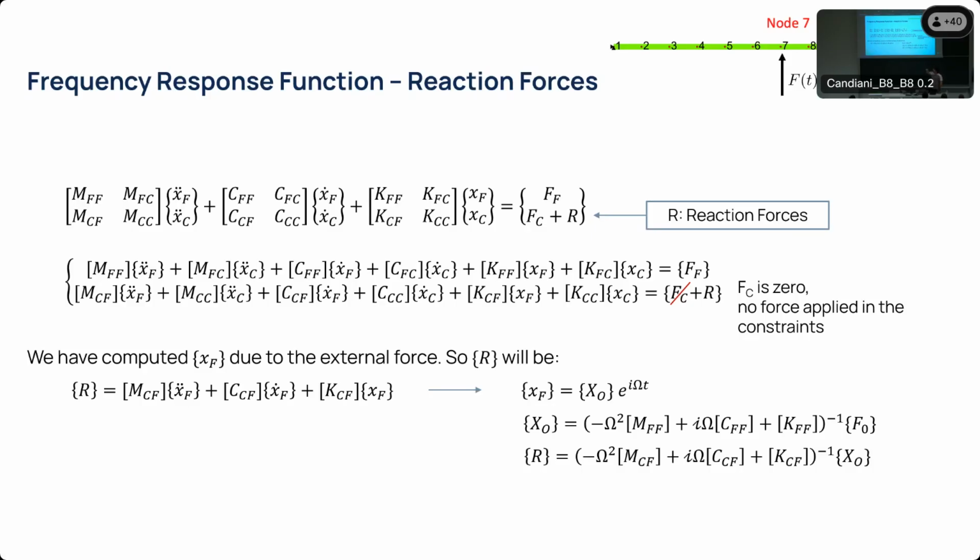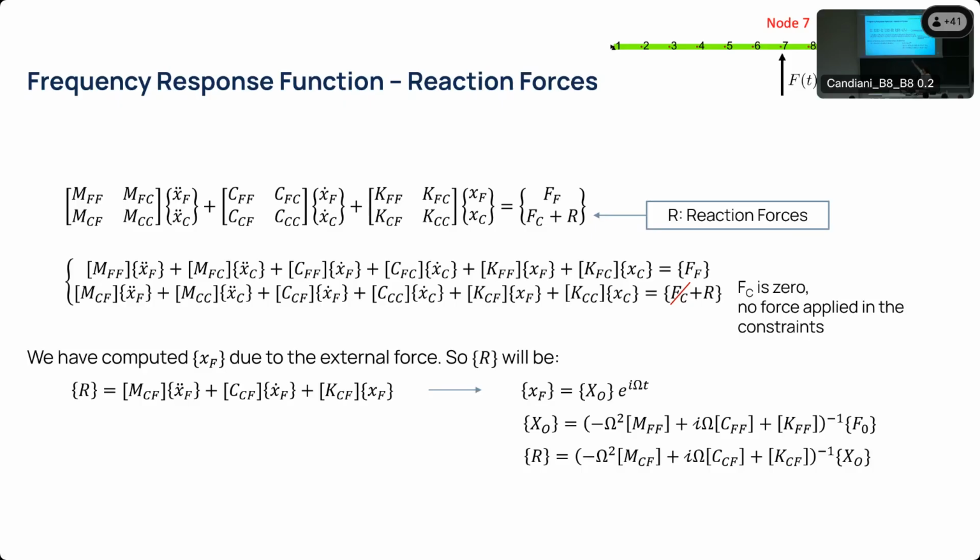And with that knowledge, let's start looking at the second row of the matrix. In the second row we see a term MCF, the transposed of the rectangular matrix that we ignored at the beginning, which is now multiplied by XF double dot, which is now a quantity that we know because we computed it before. Then we have MCC, which is multiplied by XC. And again, XC is the displacement of the constraint nodes, and we know that the displacement of the constraint nodes is equal to 0.